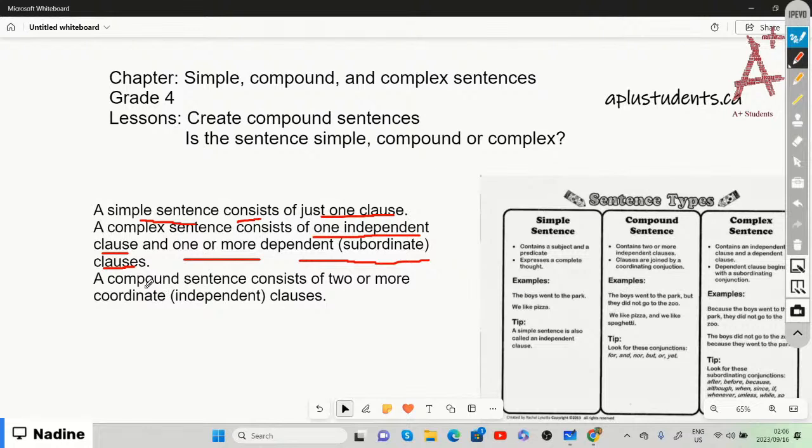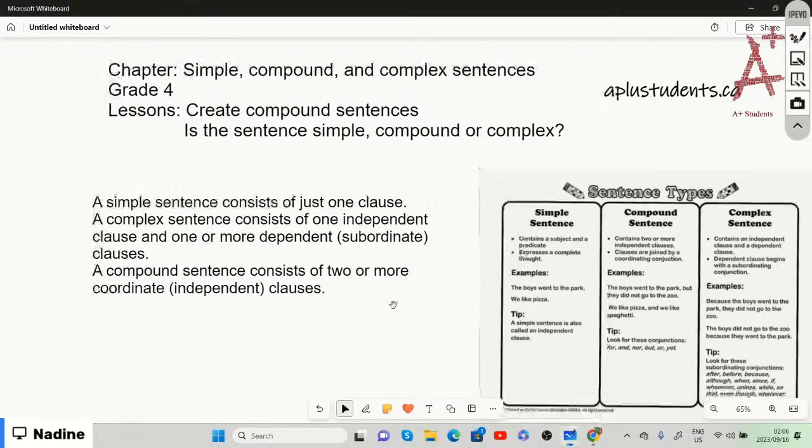And then we have a compound sentence. And a compound sentence consists of two or more coordinate independent clauses. So that is the three basic sentences, right? Which is a simple sentence, a complex sentence, as well as a compound sentence. So these are the different sentence types also.